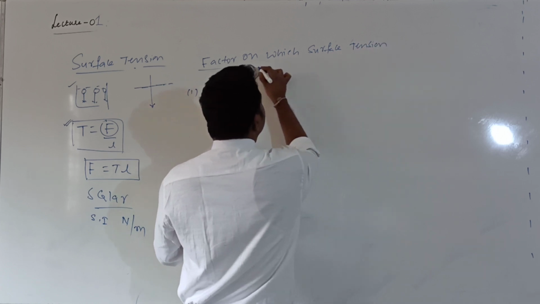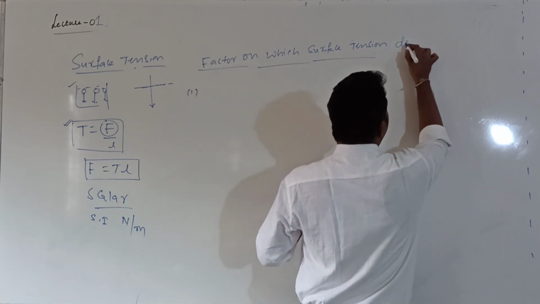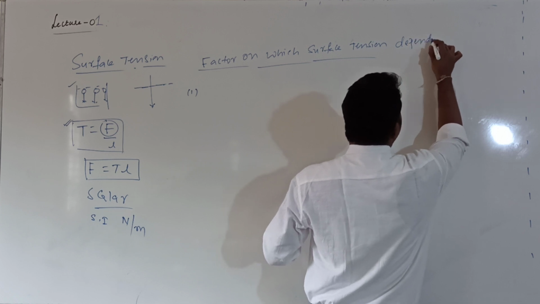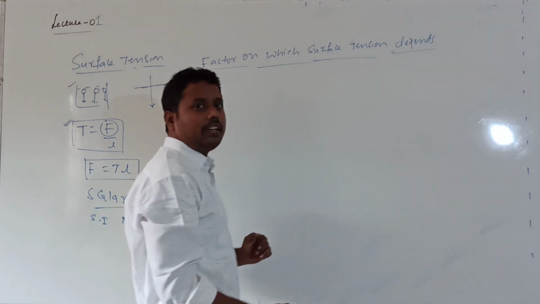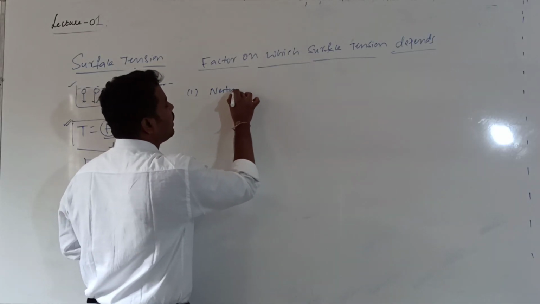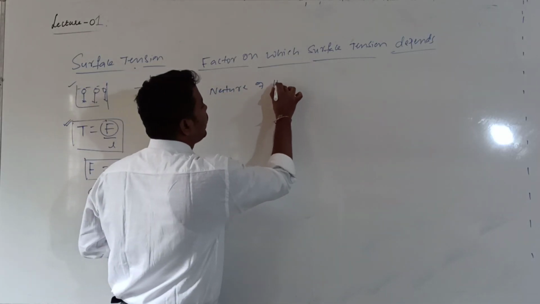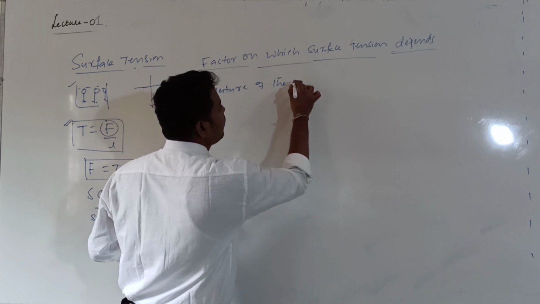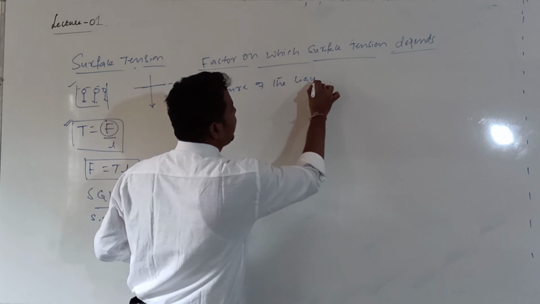Surface tension of all liquids is not the same. Surface tension depends upon which factors? The first factor is that it depends upon the nature of the liquid. The surface tension value will be different for different liquids.